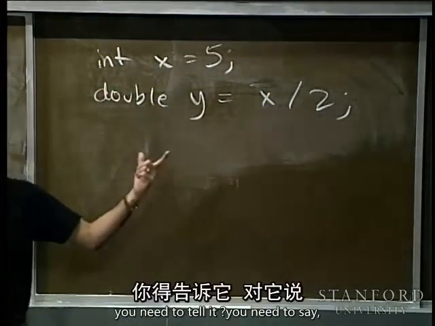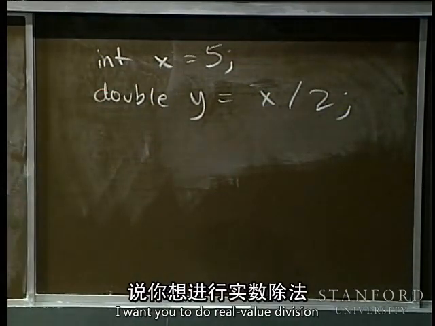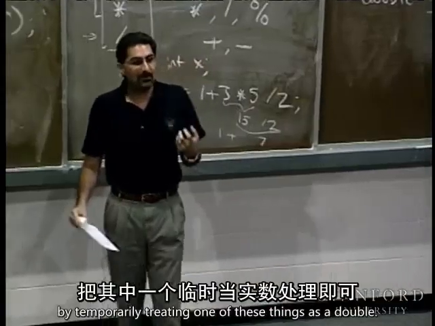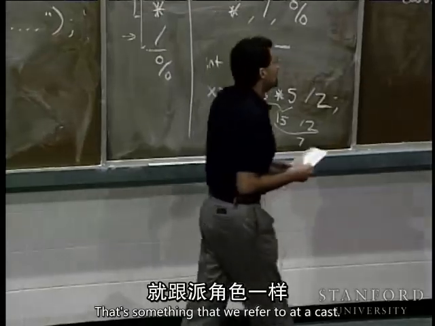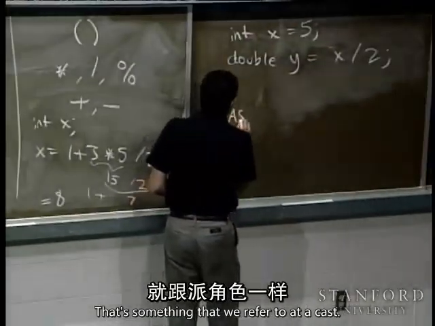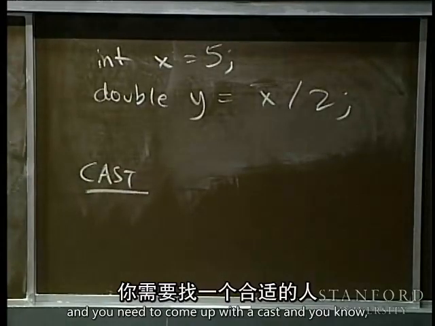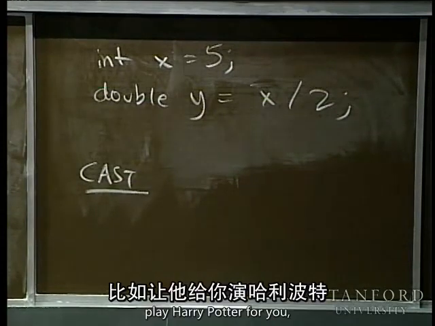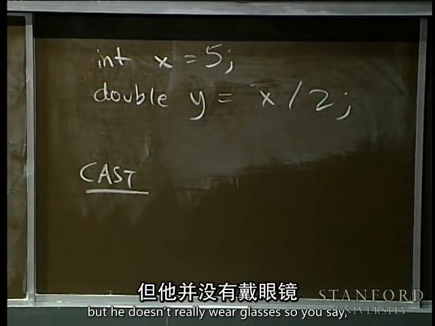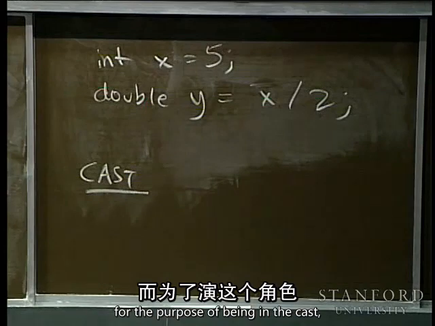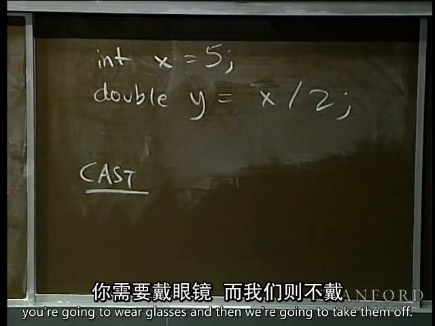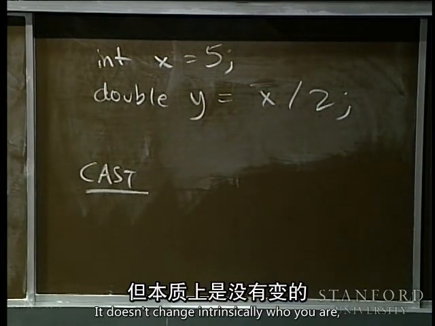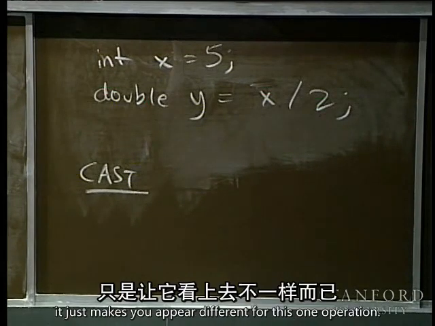So what you need to do is tell it, I want you to do real value division by temporarily treating one of these things as a double. And that's something that we refer to as a cast. It's kind of like if you were making a movie and you need to come up with a cast. And you get someone who's going to play Harry Potter for you, but he doesn't really wear glasses. And so you say, for the purposes of being in the cast, I'm going to put some glasses on you. For this one thing, you're going to wear glasses and then we're going to take them off. So it doesn't change intrinsically who you are. It just makes you appear different for this one operation.